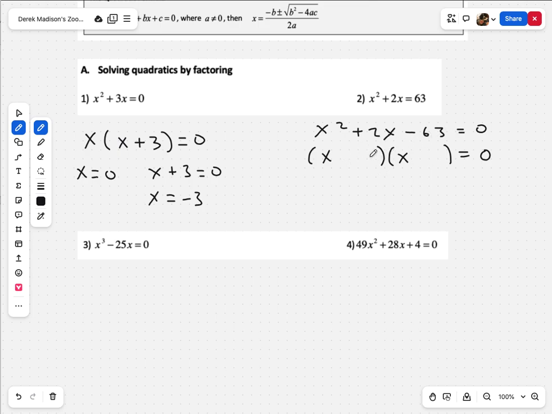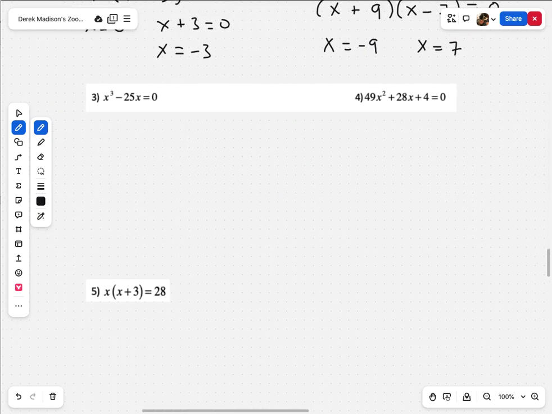So 9 times 7 is 63. And those numbers are 2 apart, and since that 2 is positive, then the big number, the 9, needs the positive, and the 7 needs the negative, so that they add to be positive 2 and multiply to be negative 63. And then remember, our zeros, or solutions, have the opposite sign of the factor, so this would be x equals negative 9, and that's because if I put negative 9 in there, negative 9 plus 9 would make 0 times who cares, would still equal 0, and on this side we'd have x equals 7. So those are our solutions there.